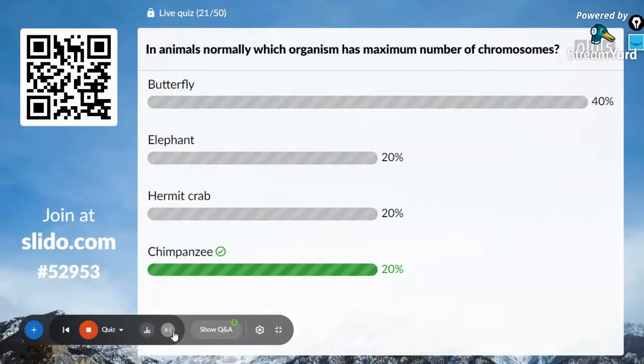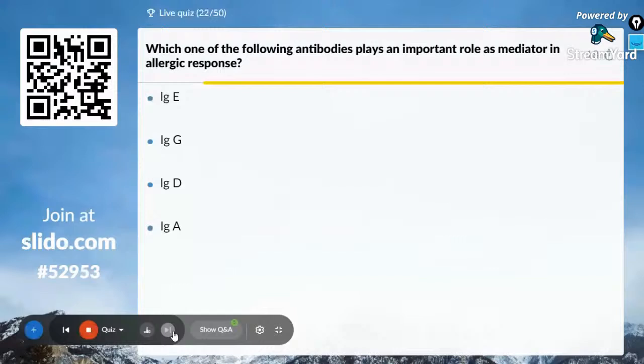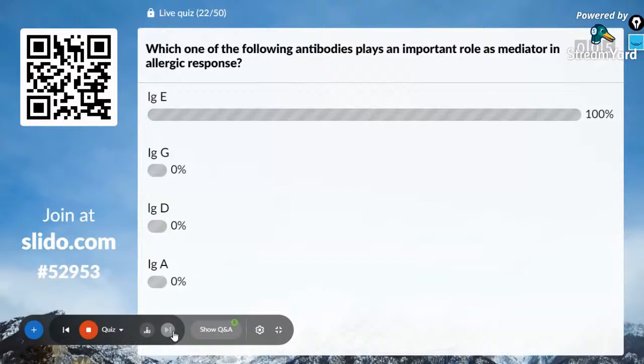Which one of the following antibodies plays an important role as a mediator in allergic responses? IgE, IgG, IgD, IgA. Yes, let's check the correct answer to be IgE. So IgE plays an important role as a mediator in allergic responses. Okay, next question on the screen.